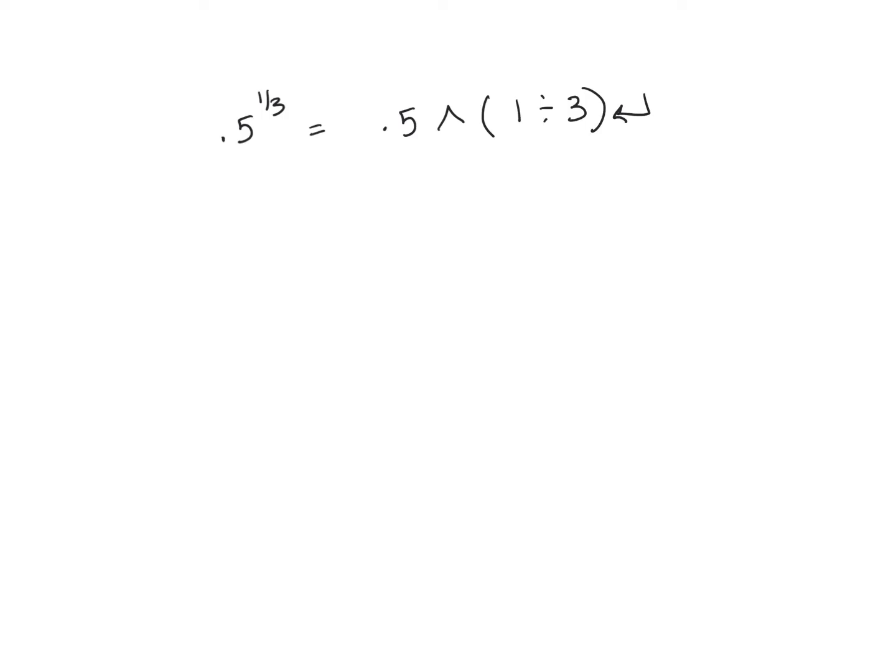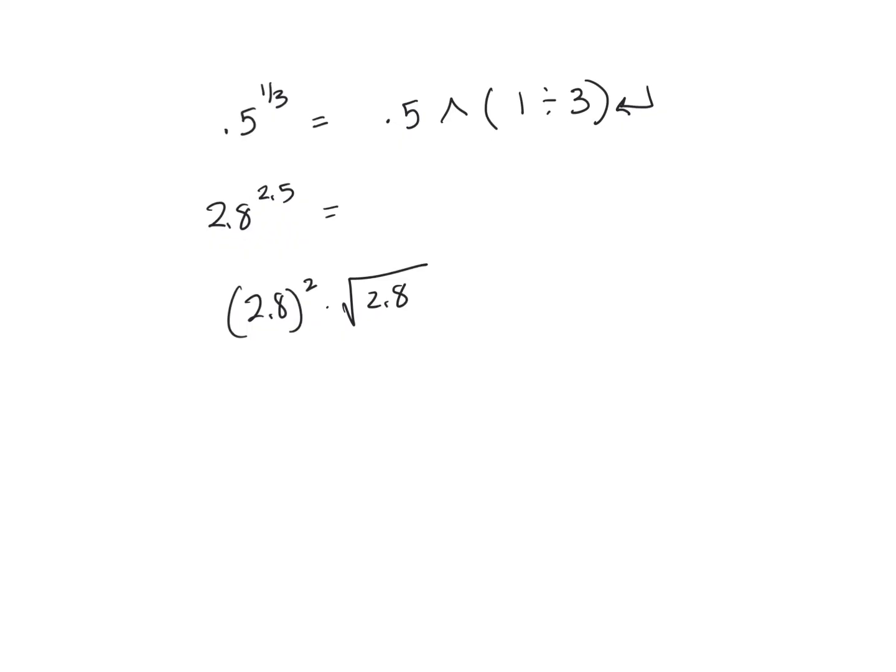How about this? 2.8 raised to the 2.5. That is basically saying 2.8 squared times the square root of 2.8. But the way that we're going to put this into our calculator is 2.8, then the up arrow key, and then a parentheses, and then 2.5, close parentheses.